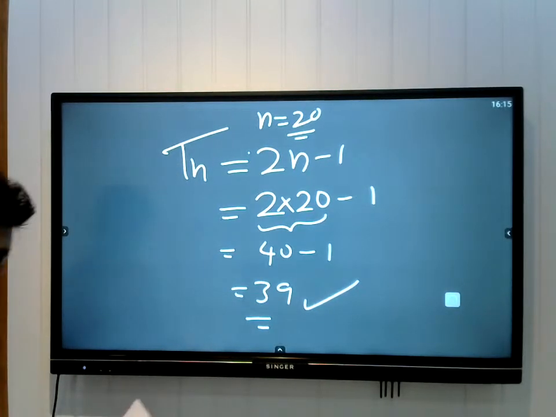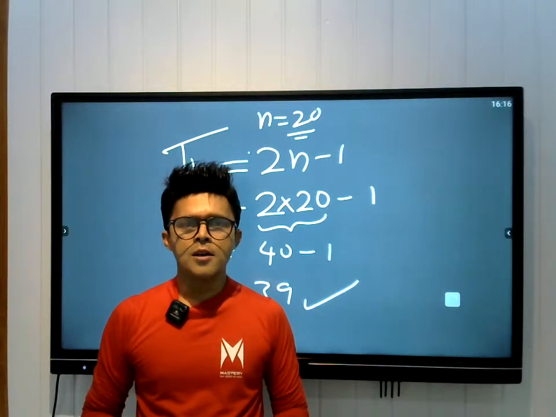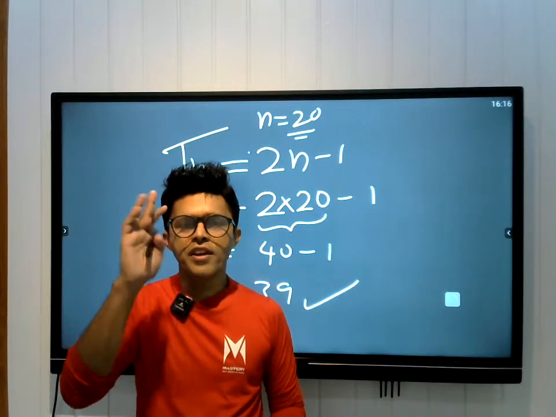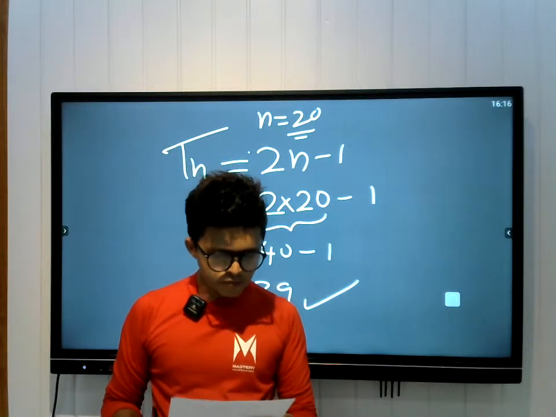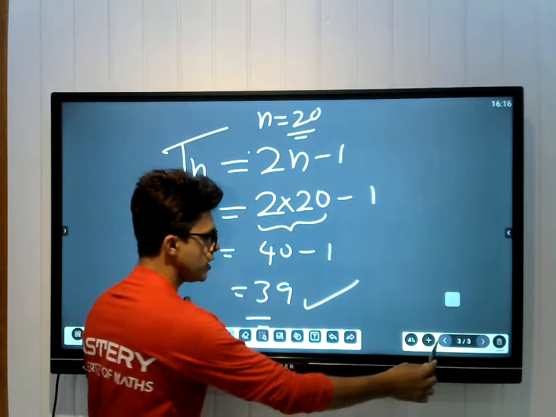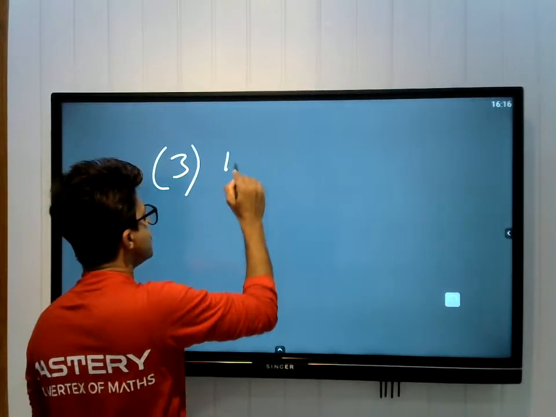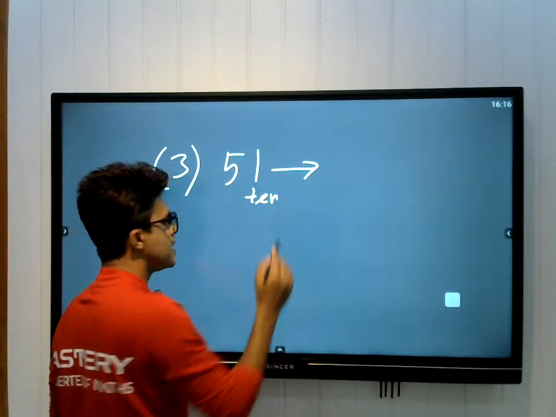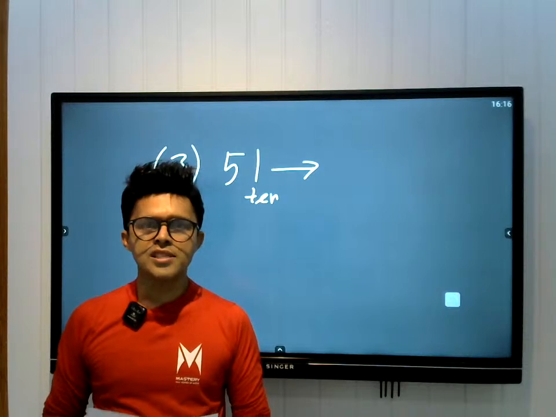What is the third question? Definitely you will be able to see these types of questions in your test paper. Then let's do the third question. The third question is 51. Here the base is 10.